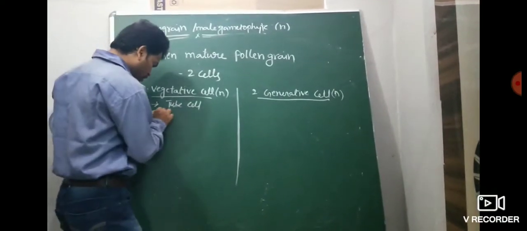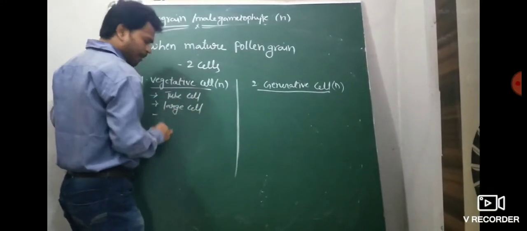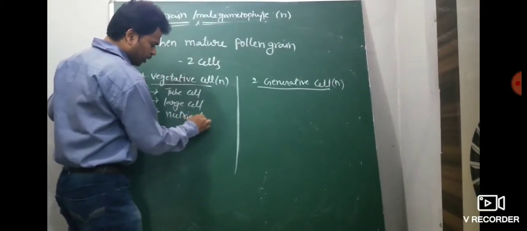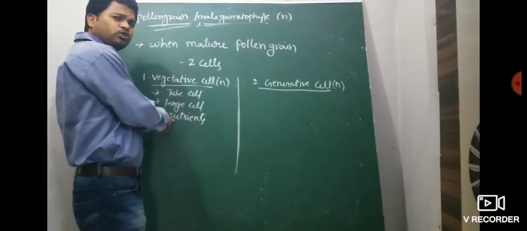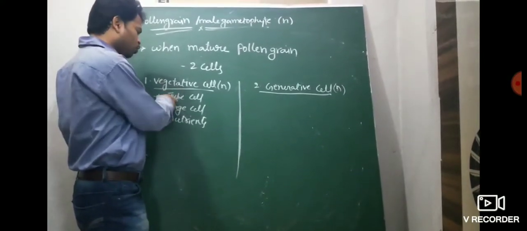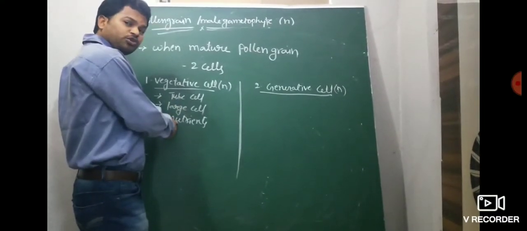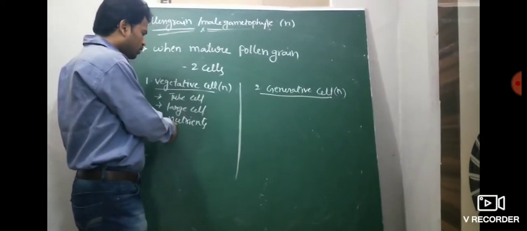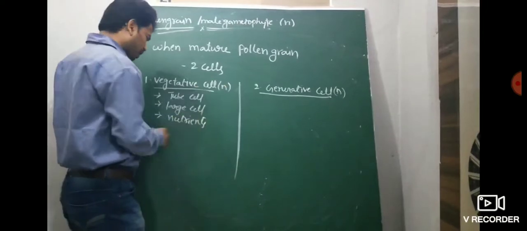It is a large cell. The vegetative cell is a large cell, and abundant nutrients are present. Because of the nutrients, the vegetative cell gives nourishment for the development of the pollen grain. So the tube cell is a large cell because a large amount of nutrients is present.